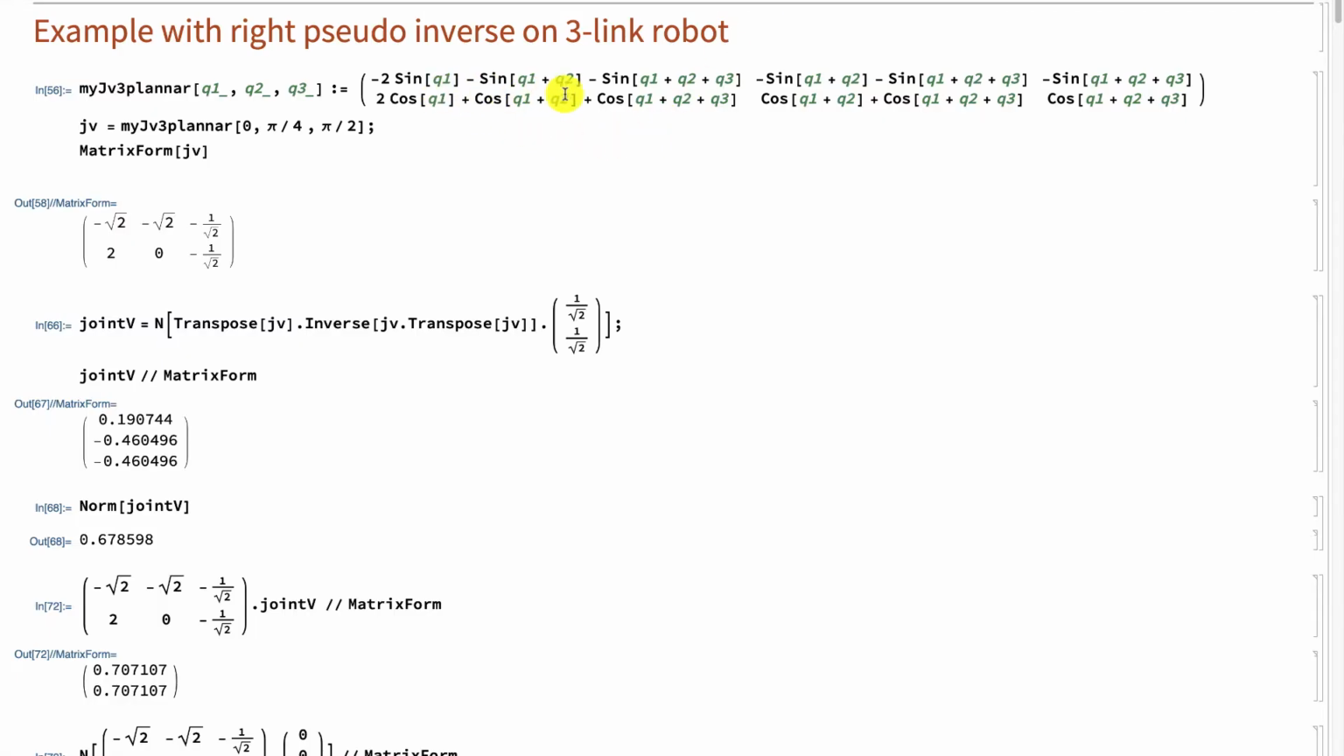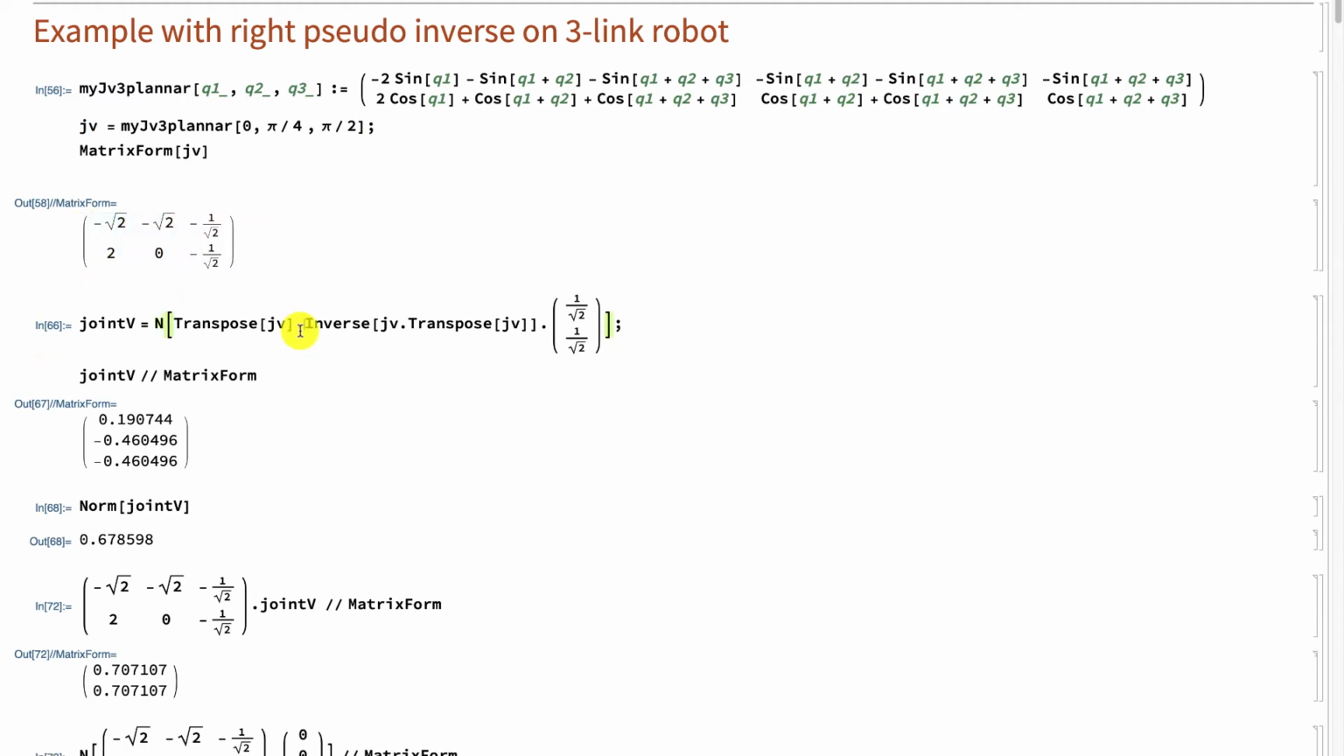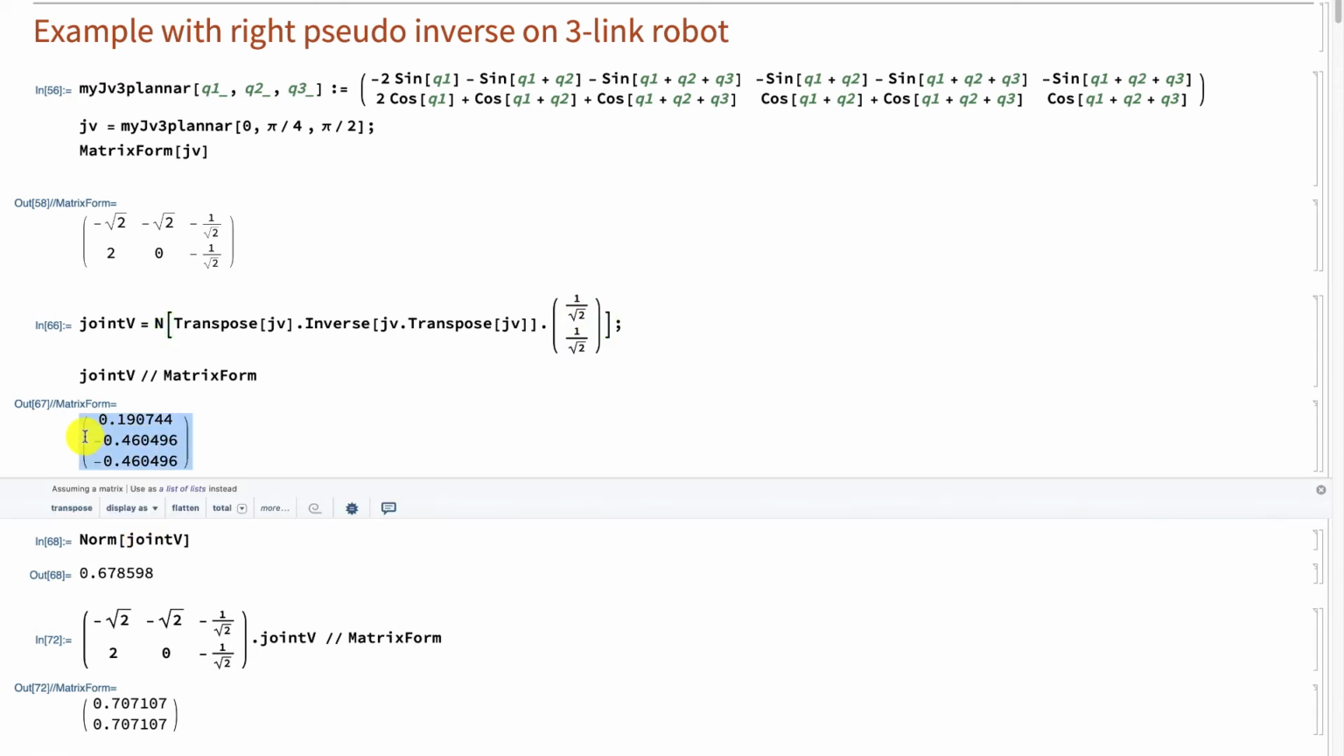So here's that equation that we just walked through, written out here. And then I've made a little function that just evaluates this Jacobian at 0, pi over 4, pi over 2. Here it is in this matrix form. That's just what we had before. And then what I'd like to do is figure out how to invert this. So I take the transpose of Jv times the inverse of the quantity of Jv times the transpose of Jv, times the psi that I want to achieve. And I get this as my output.